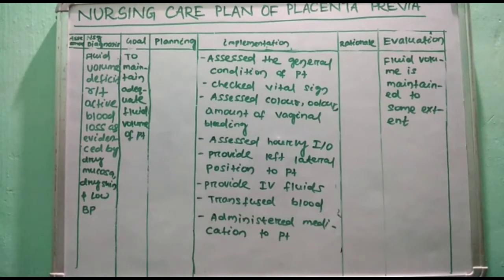Then next implementation is provide diversional therapy to the patient to decrease the anxiety and fear level of the patient. Then next implementation is avoid talking about stressful events in front of the patient. Here rationale is to reduce the anxiety level or fear level of the patient. Then next implementation is advise the patient for adequate rest. So these are the 4 nursing diagnoses of a patient with placenta previa.